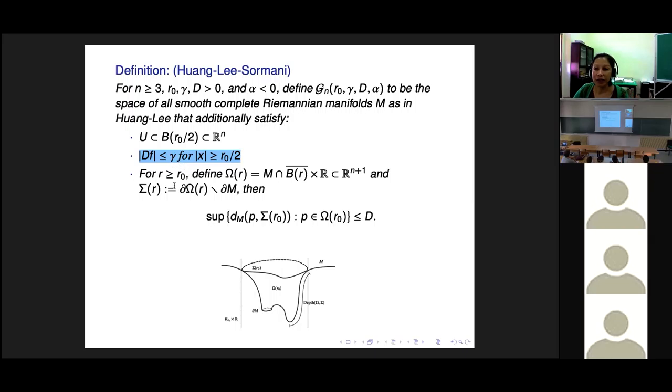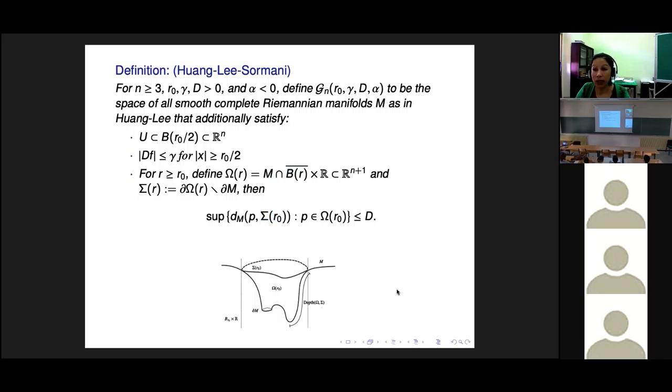Okay, and the other thing that we want to require is the following. If we look at this picture, we are fixing radius R0, and I have the manifold, and I intersect it with a cylinder. And this cylinder has a radius R0. So the manifold is intersected with the cylinder, and then I get this sigma, the surface, or boundary of this region. And we want to measure how deep we can go from this region to this part in the bottom. So this is the depth. It's a supremum of the distances of points that lie in this region to the boundary sigma R0. Okay, so we want to measure that.